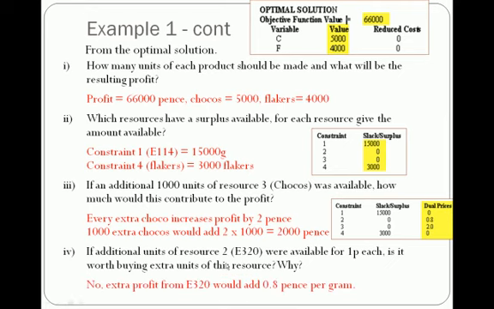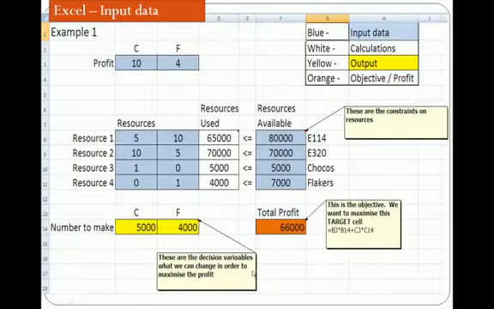If we have additional units of E320 available for 1 pence each, is it worth buying these units? The answer is no, because we would add 0.8 profit if we had an extra gram of E320, but it costs 1 pence and the cost is greater than the profit, therefore the answer is no.